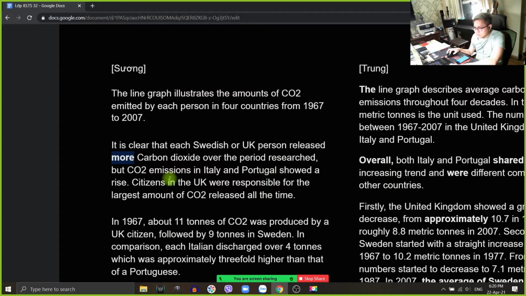But CO2 emissions showed a rise. So basically here she mentioned release CO2, but here she used the noun form, CO2 emission. Very good. Very good usage of the different form of the same word, a different way to paraphrase it. You paraphrase quite effectively. Here you use the noun form, above you used the verb form. But CO2 emissions in Italy and Portugal showed a rise.